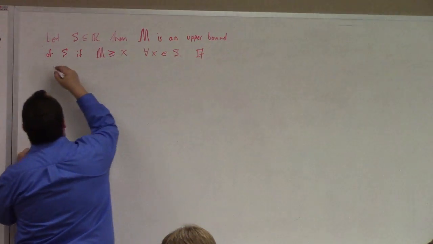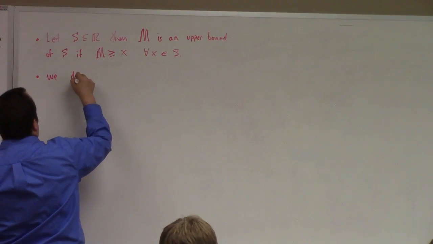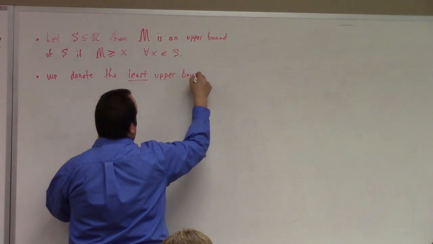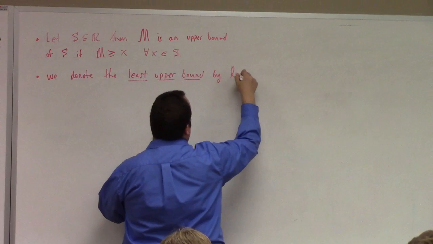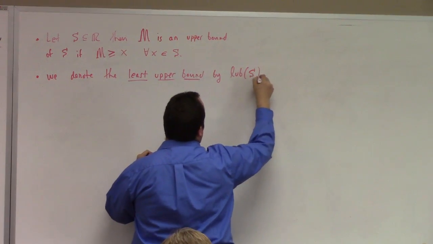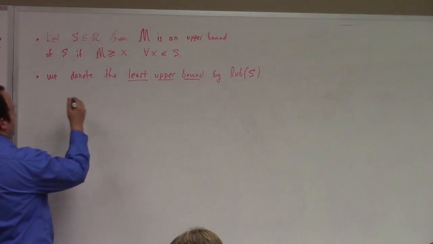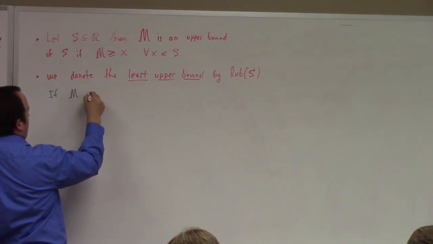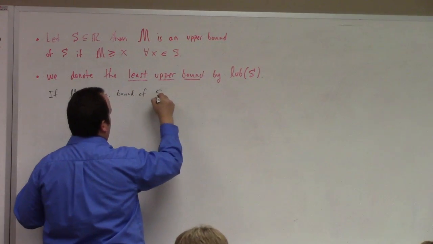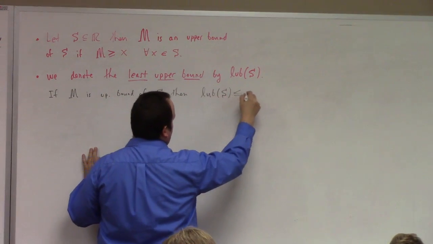Let me just say this. There's point number one. Point number two, we denote the least upper bound by lub of S. And it's just what it sounds like. What does that mean? If M is an upper bound of S, then the least upper bound of S is smaller than or equal to M.